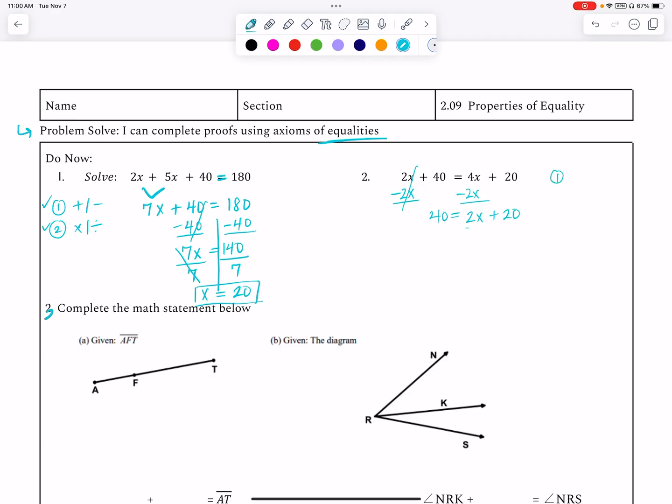Then I'm at a two-step equation, so I need to get rid of addition or subtraction and then multiplication or division. So I see addition here, plus 20. The inverse is subtracting 20. I bring down the equal sign. I bring down the 2x. And I divide on both sides to get x equals 10.